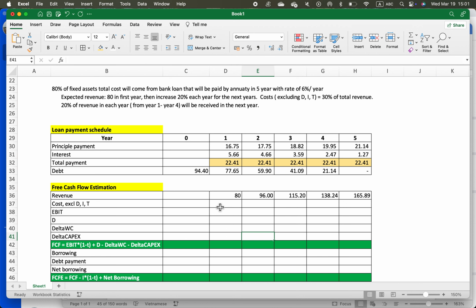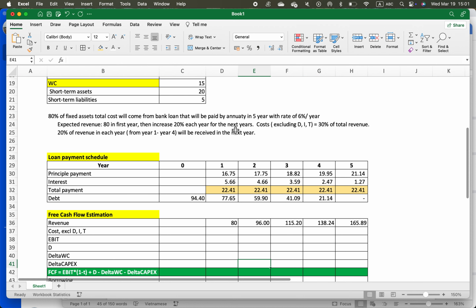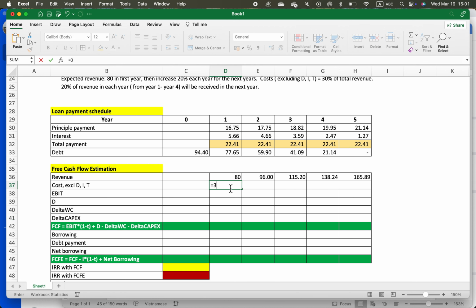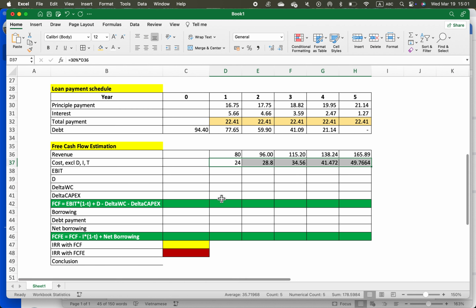And the cost, as you can see in here, the cost excluded depreciation, interest, and tax is gonna be 30% of total revenue. So in here you just multiply 30% with total revenue, which is here. Okay, and this formula is applied the same throughout every year. Okay, so we got the costs excluding depreciation, interest, and tax.